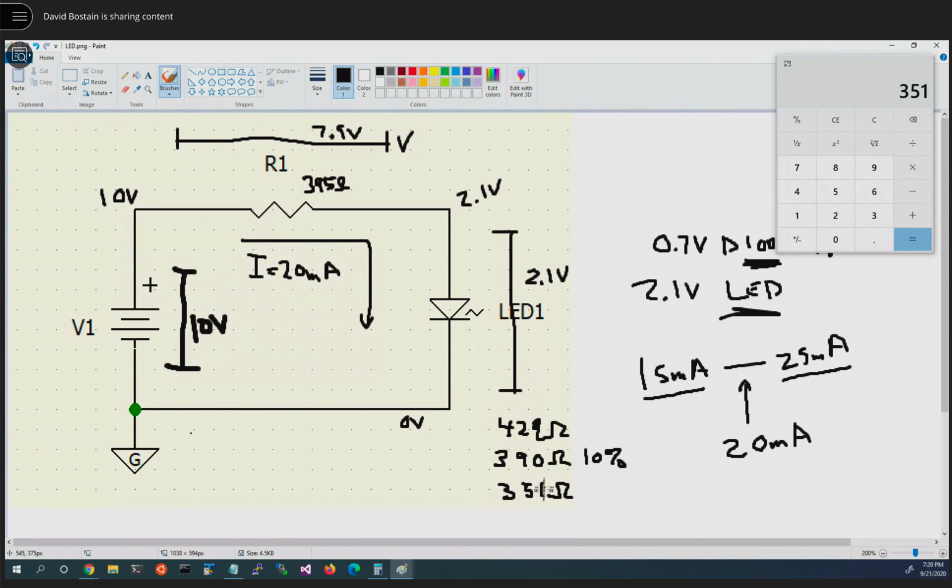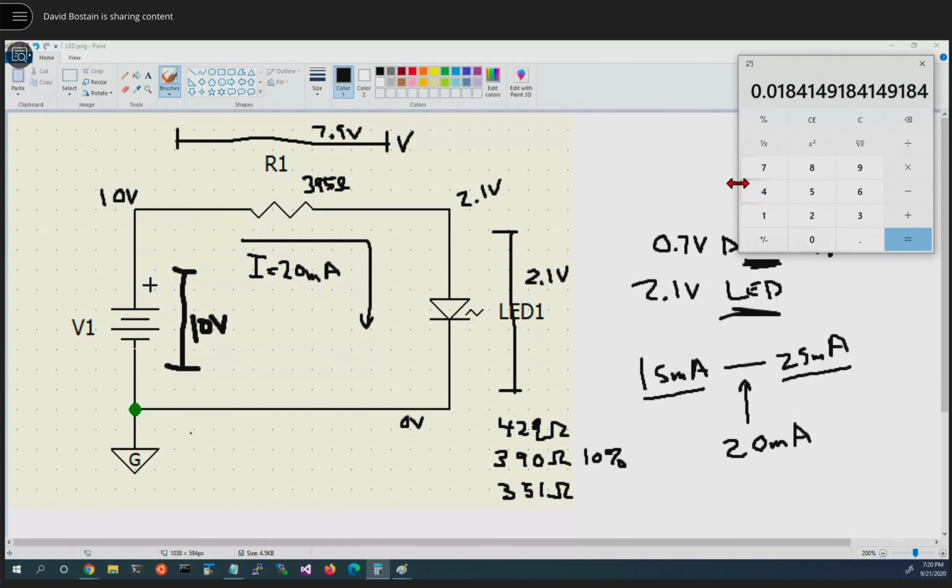And also we want to make sure we haven't increased the current above 25 milliamps. So let's check those two. We'll clear out the value, take 7.9 and divide it by 429. Let's see what in the world I just did there. So it's 18 milliamps. 18 is between 15 and 25, so check, that's safe.